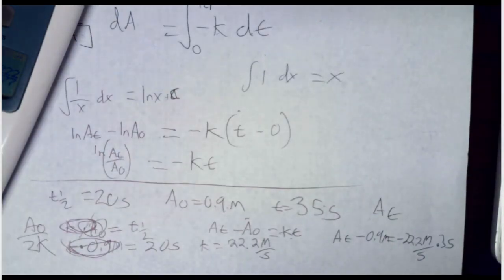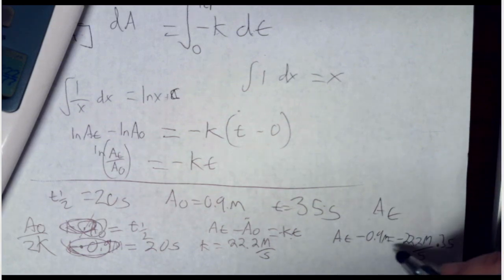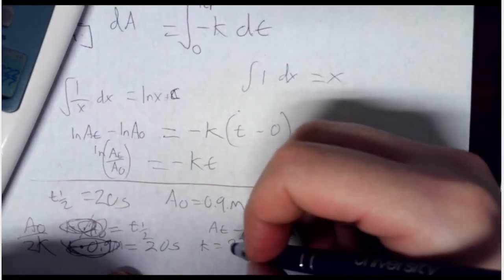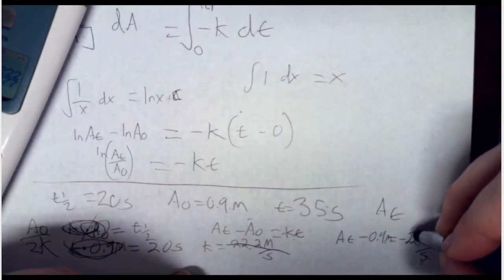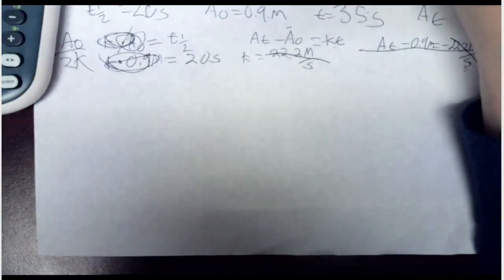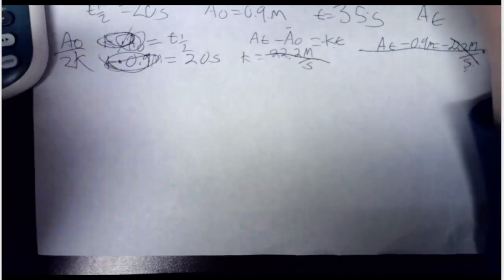So you'll notice, how did I notice I did something horribly wrong? It was really easy, because when I did that math, suddenly I would have had more concentration than I started with. So that quickly shows. So a sub 0 over 2k equals t1/2.